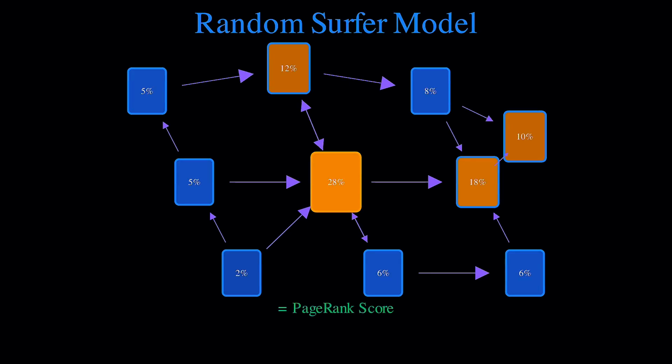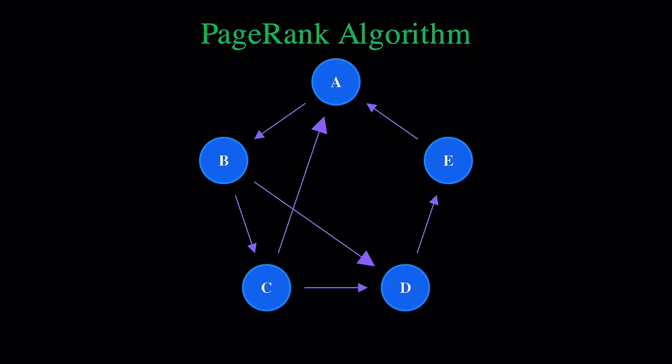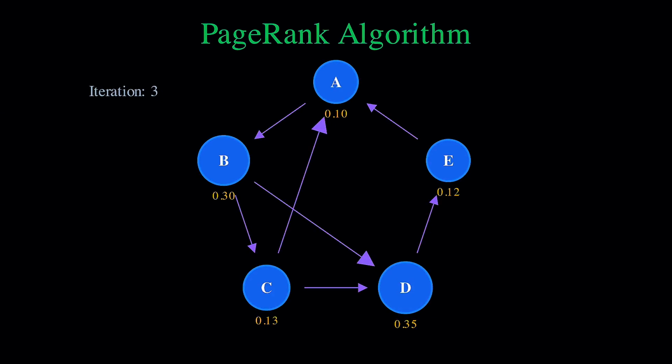In practice, PageRank is computed through iteration. Start by giving every page an equal score. Then, repeatedly update each page's score based on the scores of pages linking to it. Each iteration gets closer to the true values. After enough rounds, the scores stabilize and stop changing.